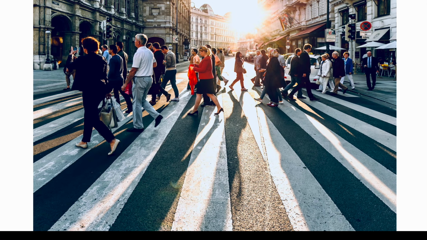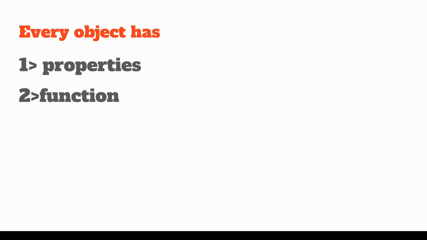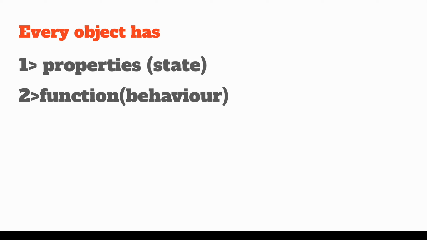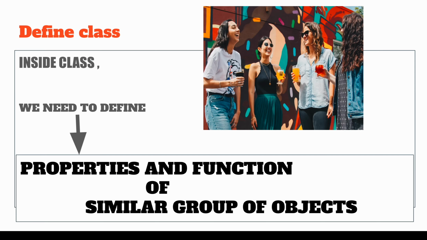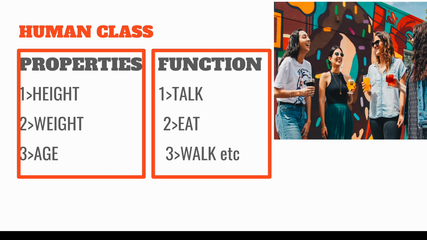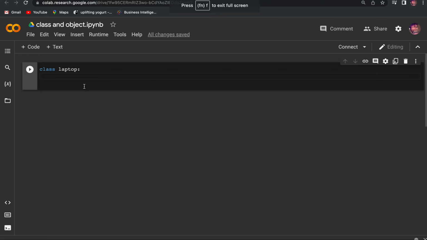And also every object has properties and function. You have to tell what are those properties and what are those functions of those objects that you are grouping inside the class. So when you write a class, you have to define the properties and function of similar group of objects. You cannot group human and animal or any different categories. Now write a class laptop.